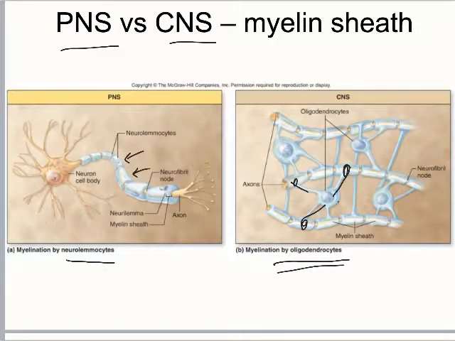So neurolemmocytes, which were also called Schwann cells, make the myelin sheath in the PNS. In the CNS, it's the oligodendrocytes. So two different types of cells, similar job.